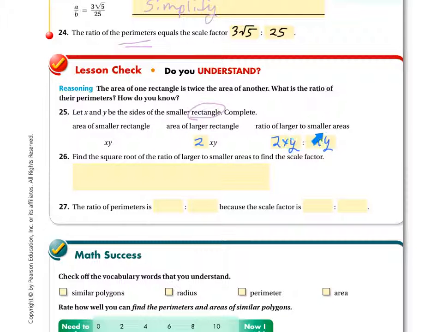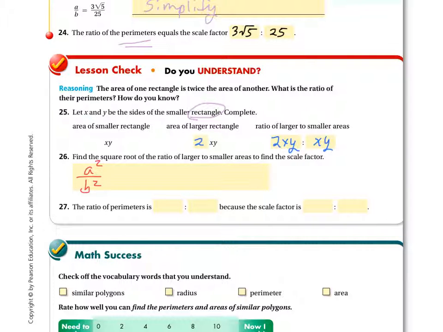And then they wanted larger to smaller, so the 2xy had to come first, and then the xy, because the 2xy is larger. Then if we want to know the ratio of the perimeters, the ratio of the perimeters is equal to what? What ratio? The scale factor. The ratio of the areas is equal to what? Not the scale factor, but the scale factor squared. So if I were to do, I don't know, a squared over b squared.